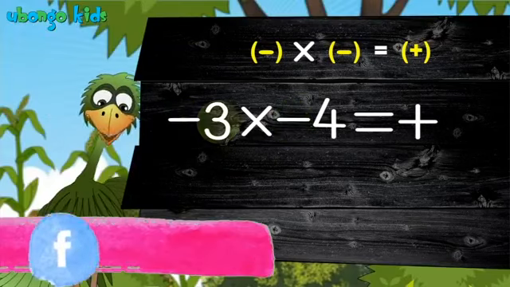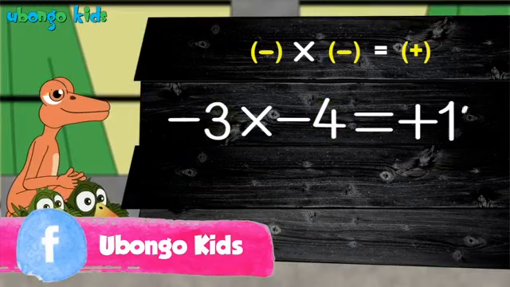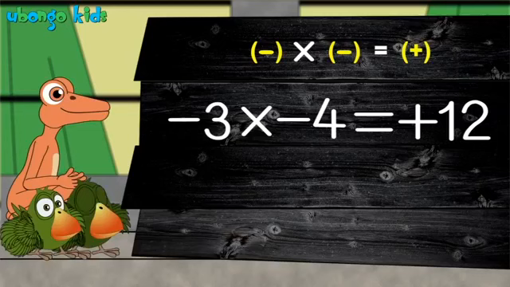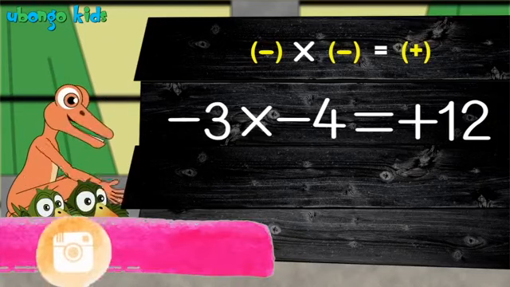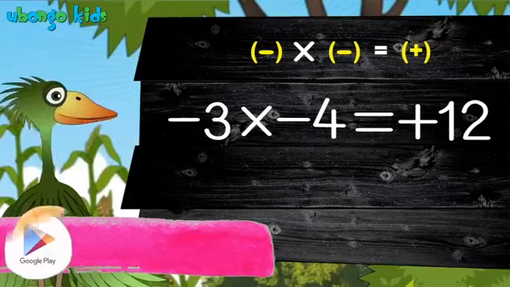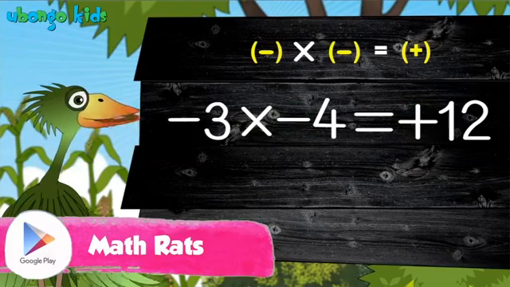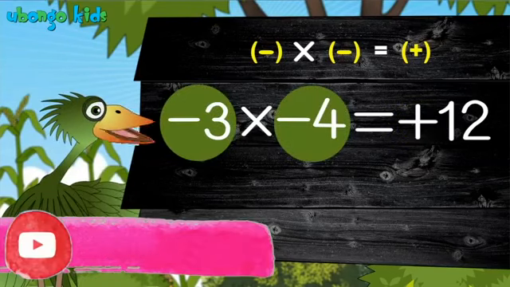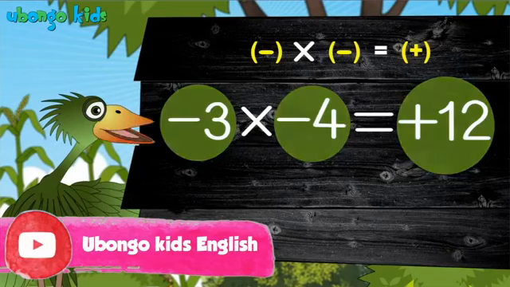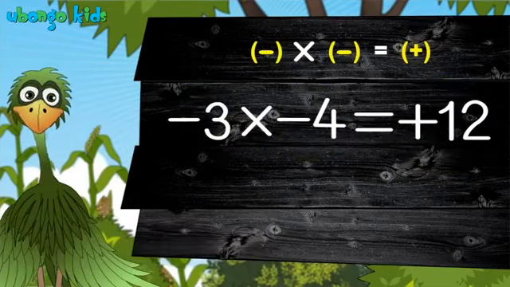So, 3 times 4 is what, children? 12. What's that in Kiswahili? And negative times negative is positive. So, negative 3 times negative 4 is positive 12. That's right. It's positive 12.